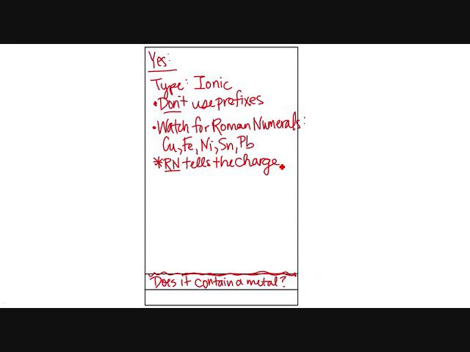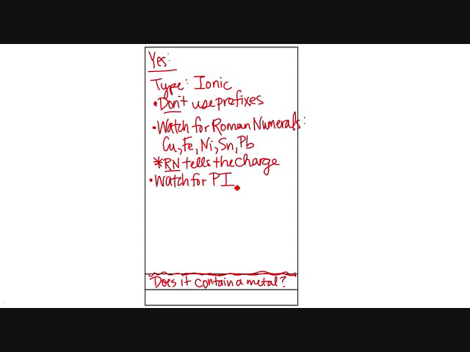Okay, and then we also want to watch for polyatomic ions. So I'm going to write PI. You can write out the word polyatomic ion if you want to. We're going to talk more about polyatomic ions in the last one, but just for now, just write that. Okay, so now that's all the yeses.